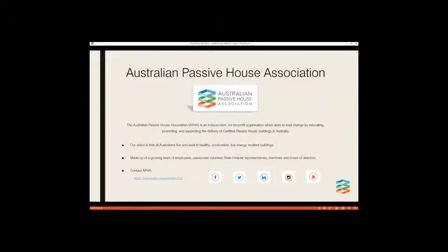So the Australian Passive House Association is made up of a small number of employees presently, and they're growing, as are our volunteers and members and our board of directors, which doesn't grow, but that's what I am part of presently. So you can contact us through a whole range of different methods if you want to get in touch with us.